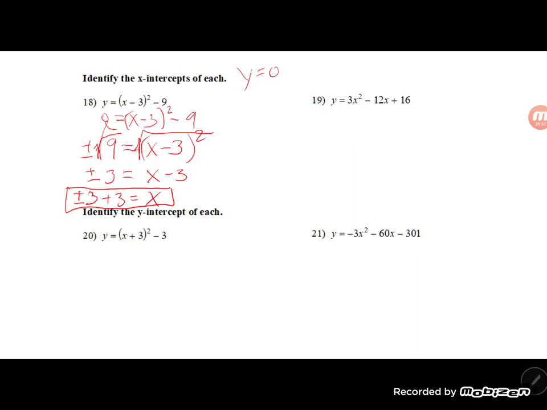So when we go to calculate this, we're going to have to do two calculations. We're going to have positive 3 plus 3 will be equal to x. And we're also going to have negative 3 plus 3 is equal to x. So we're going to see that x will be equal to 6, and x will also be equal to 0. So those are our x-intercepts right there.